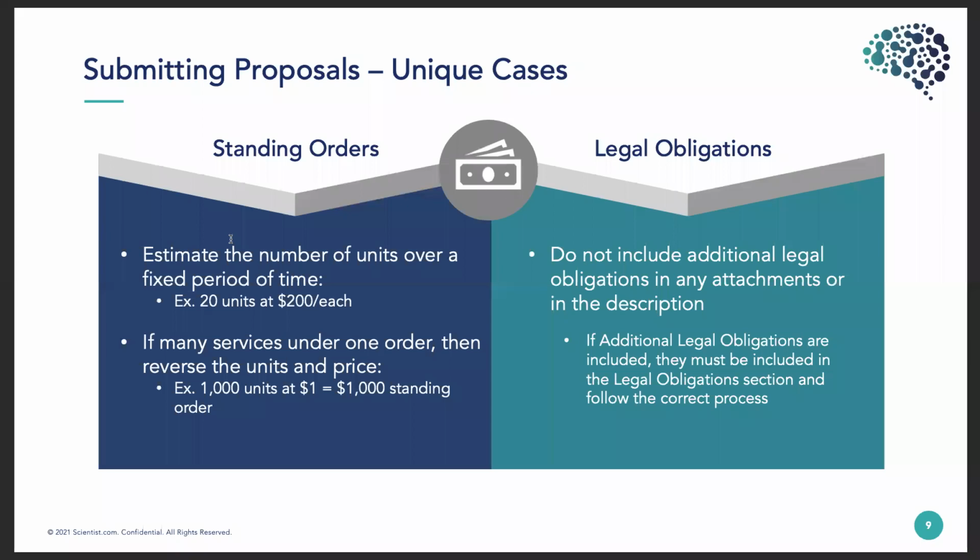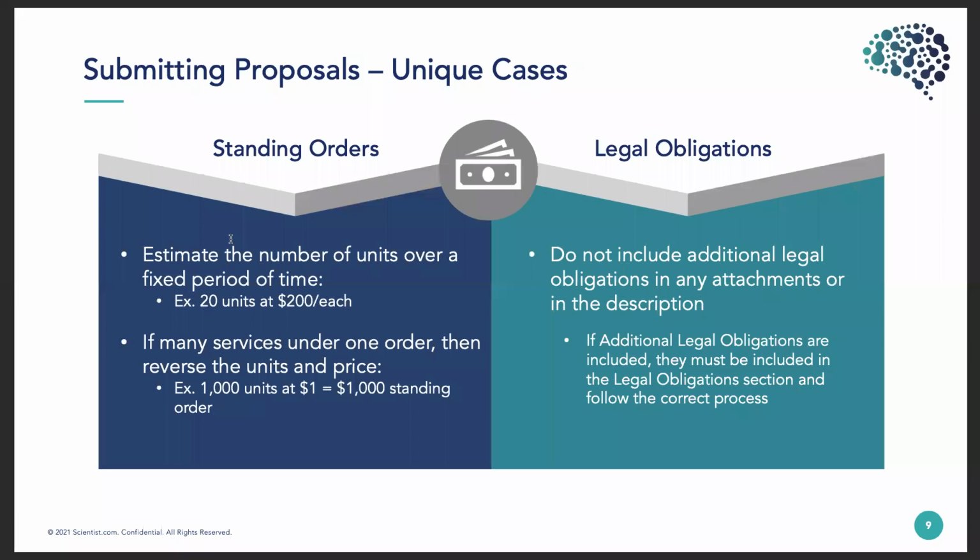And if you have many different services under one order, then you would simply reverse the units and the price. So for example, if the client wanted a $1,000 standing order, you would enter in the quantity of 1,000 at $1 a piece. And I'll go into an example of that in just a moment.